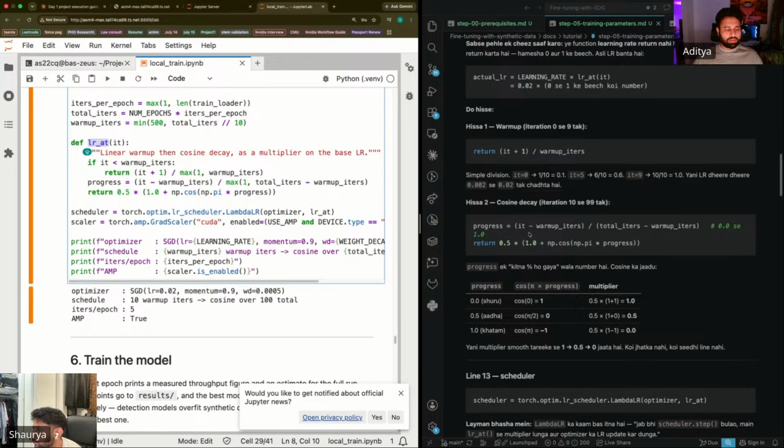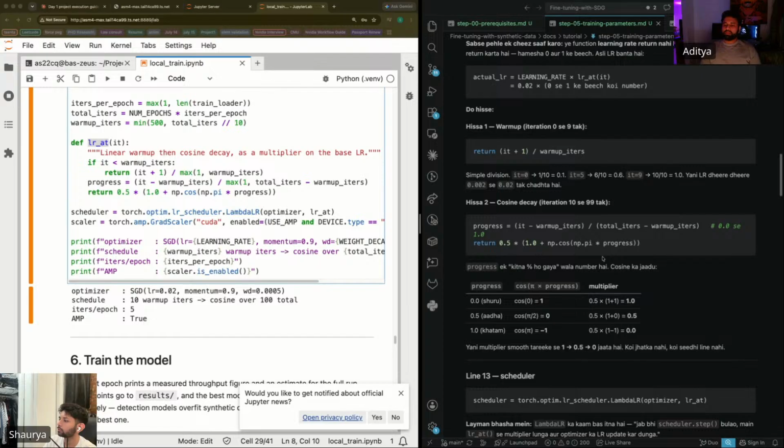ओके, प्रोग्रेस इज इक्वल टू इट माइनस वार्म अप इटर्स डिवाइड बाय टोटल इटर्स माइनस वार्म अप इटर्स। यानी कितना परसेंट हो गया वाला नंबर है। कोसाइन का जादू: np dot cos of np dot pi into progress, multiplier.